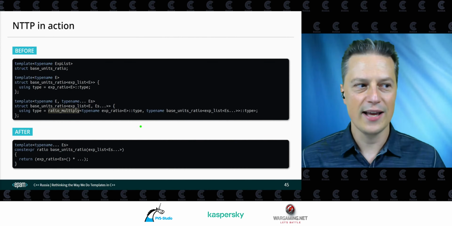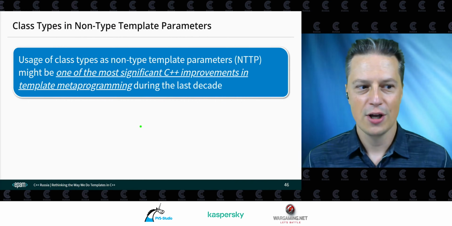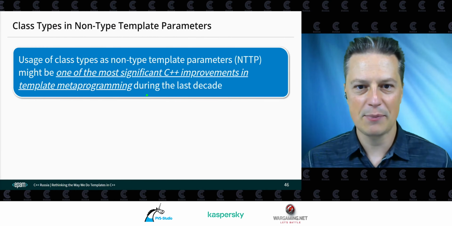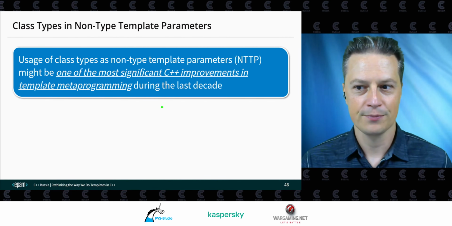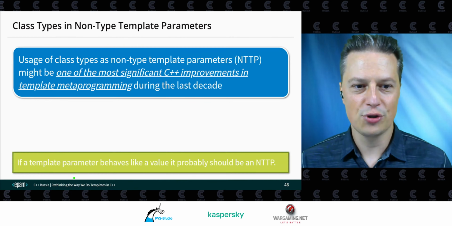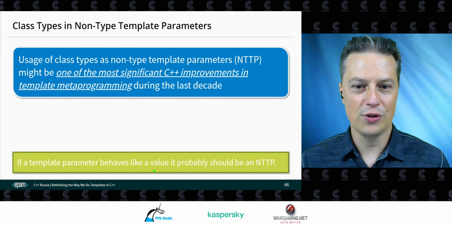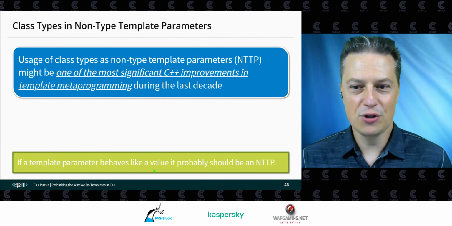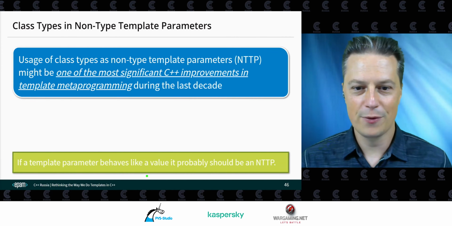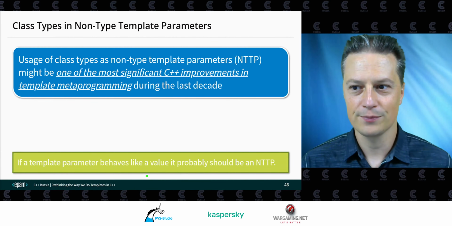That is why I may claim that usage of class types as non-type template parameters might be one of the most significant C++ improvements in template metaprogramming during the last decade. So I would like to encourage you to try. If a template parameter behaves like a value for your types, for your classes, it probably should be an NTTP. Try and provide the feedback. I'm really curious what your outcome from it will be.